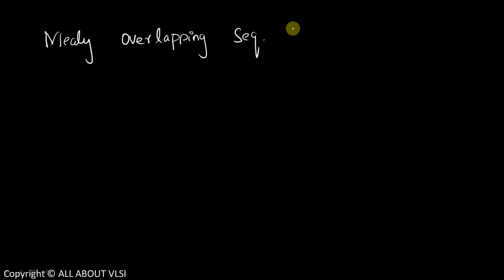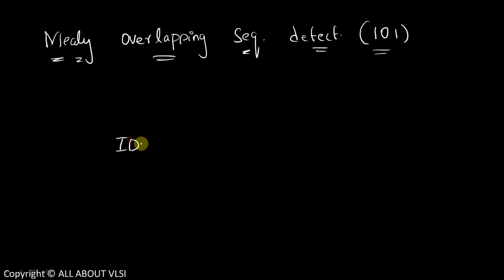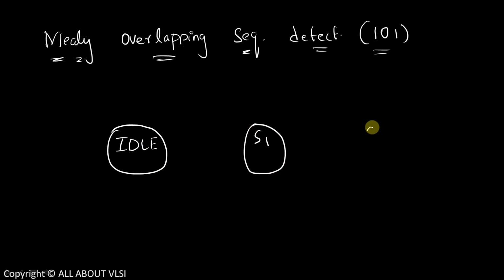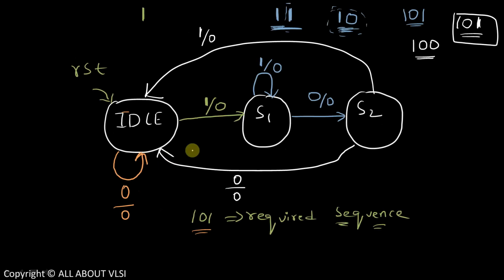Now let us see the sequence detection of overlapping sequence. So let us try to understand Mealy overlapping sequence detection for the sequence 101. Again, if we apply our reset signal, we will come to our idle state. Let us consider the same states only, the S1 state and S2 state.